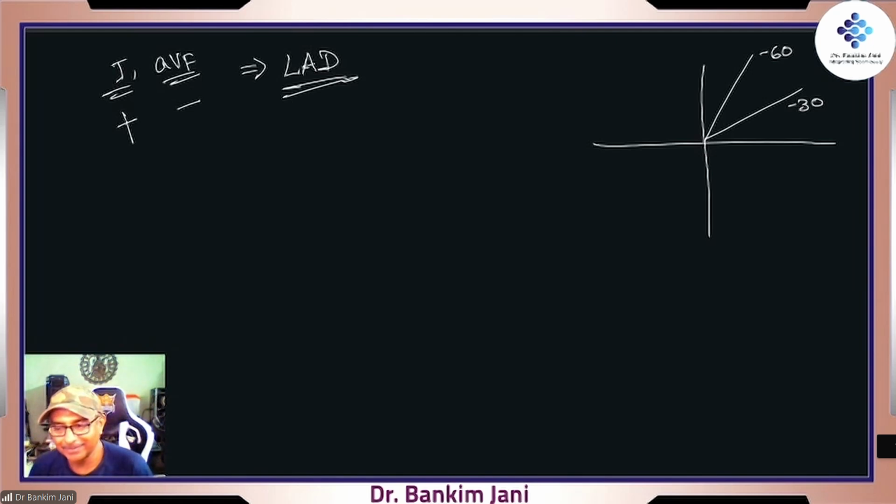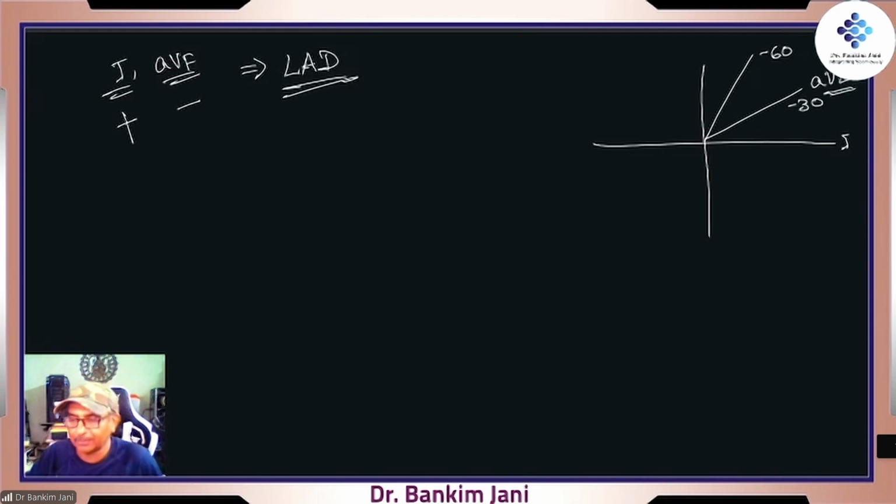Correct? Am I clear? Right. Because here this was 1, this was at 0. So this first one is at minus 30. So which lead is at minus 30? Which lead is at minus 30? Excellent.